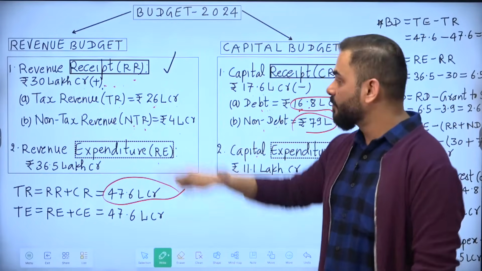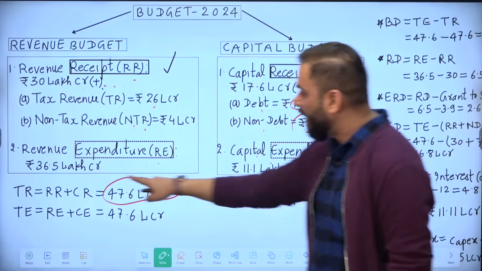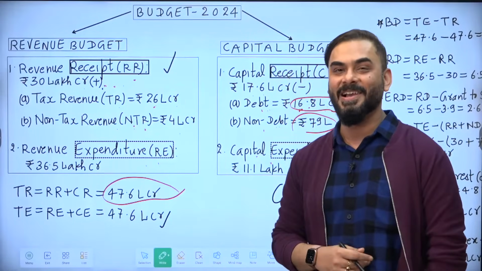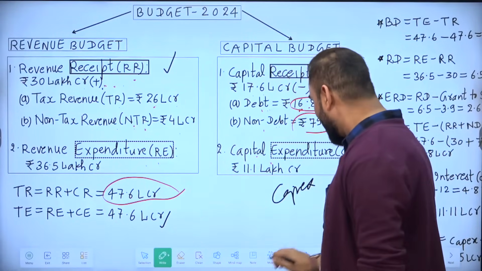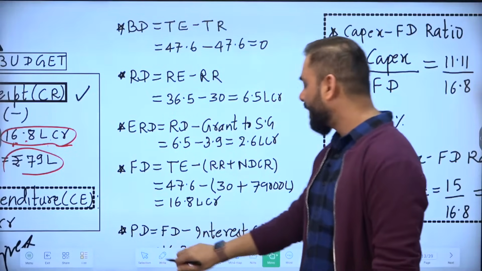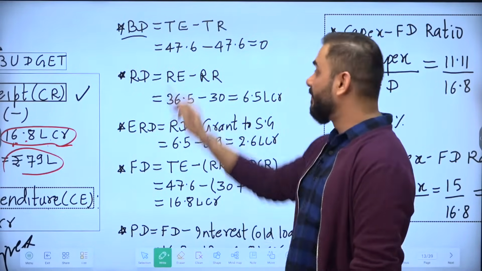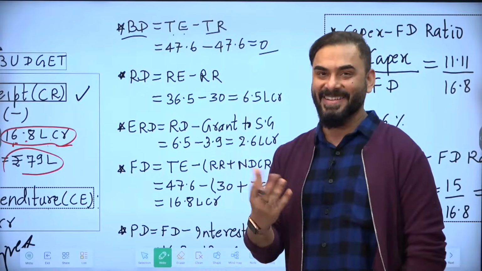Now, what is the total expenditure? Total expenditure is revenue expenditure plus capital expenditure. Let's add it. 36.5 plus 11.1, 47.6 lakh crore, which means that total revenue is equal to total expenditure. So what has just happened, guys? We have just seen that if you calculate the budget deficit of government of India, budget deficit, total expenditure minus total revenue is zero. Balanced budget, right?